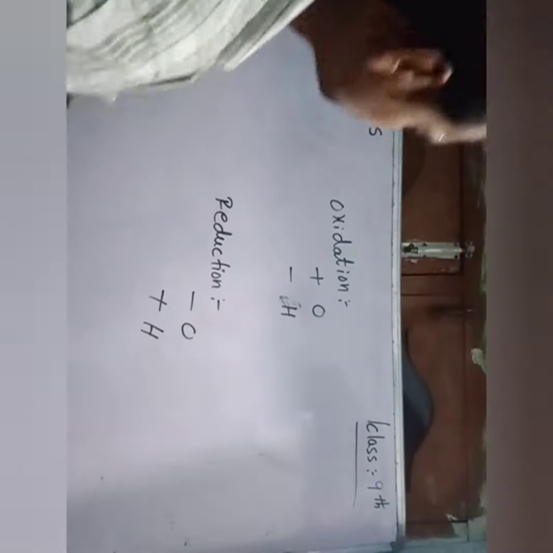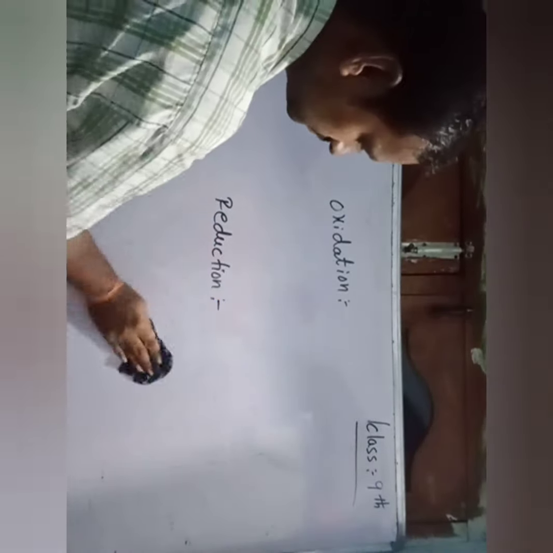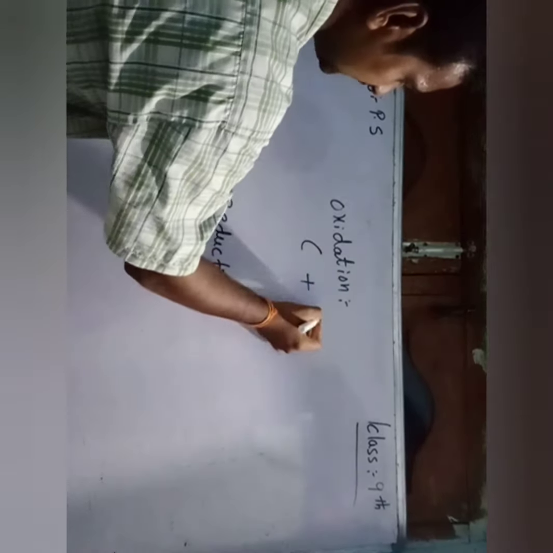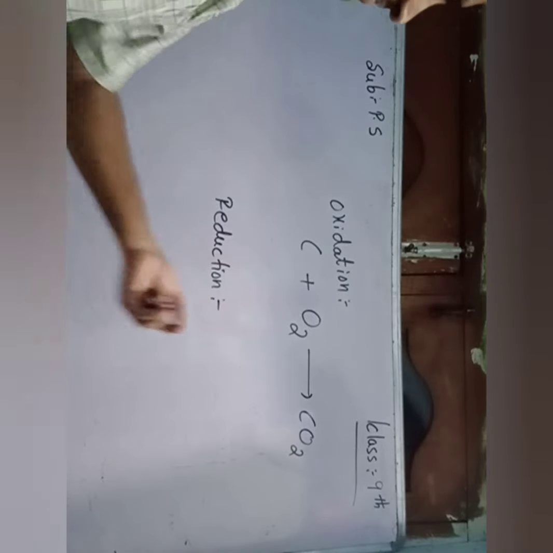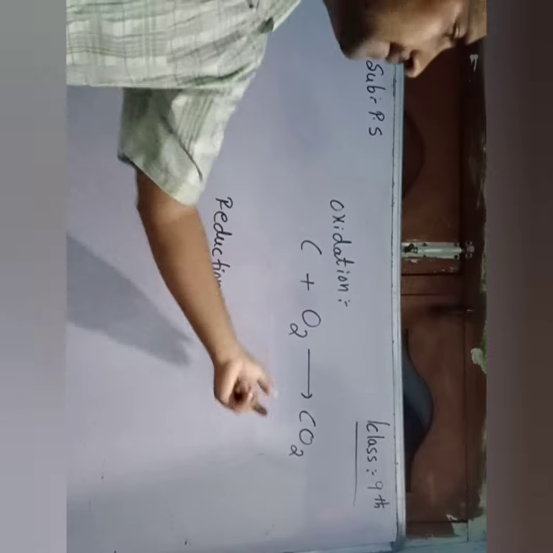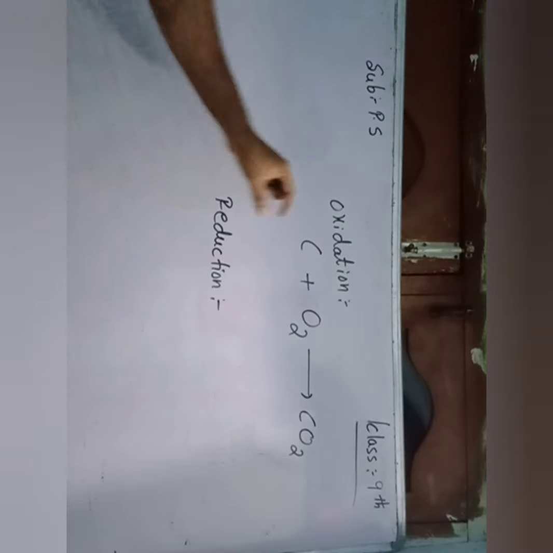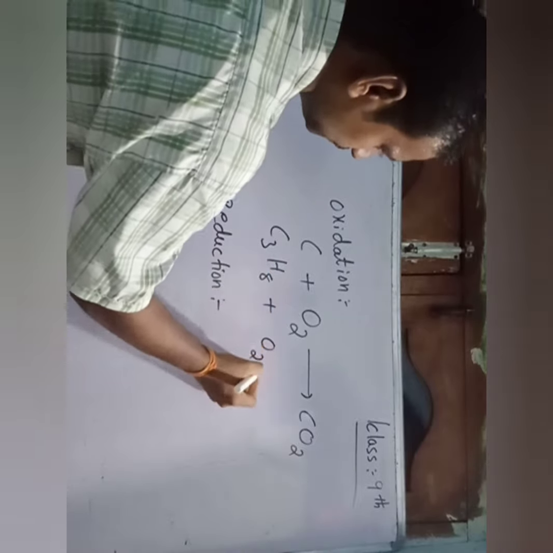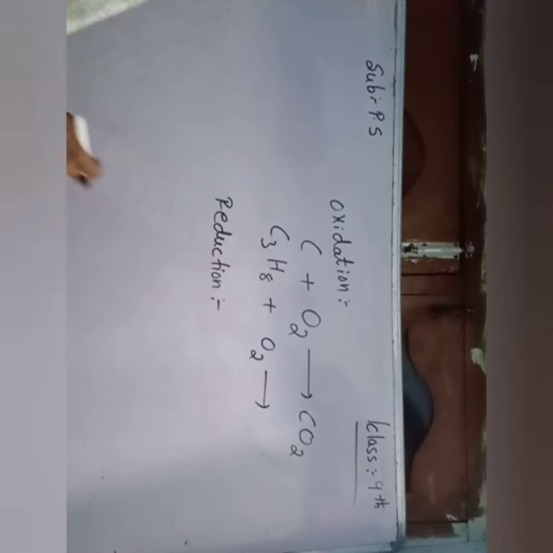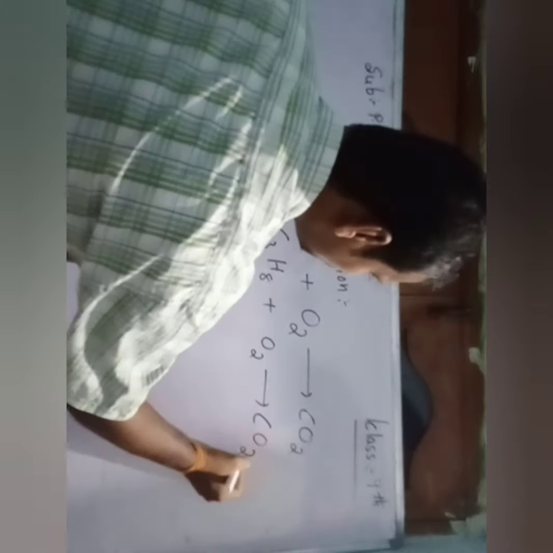Okay, now I give examples. Oxidation example: take carbon. Carbon reacts with oxygen gas to give carbon dioxide. Here there is addition of oxygen atoms. Oxygen is added to carbon to give carbon dioxide. So it is an example of oxidation. Clear? Now another example: C3H8 plus O2. Again carbon is combined with oxygen atoms, giving CO2 plus water.